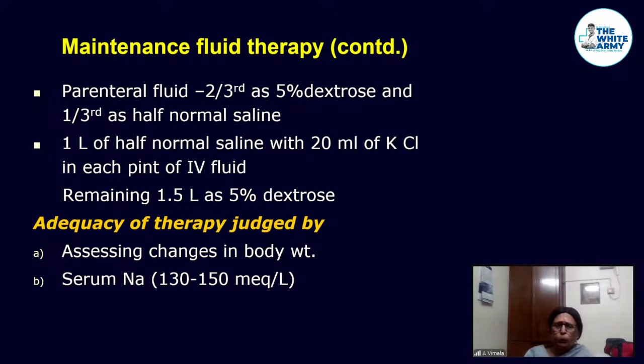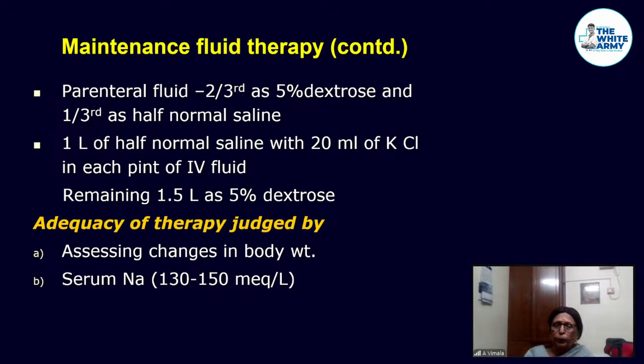So it can be given 2/3 as 5% dextrose and 1/3 as half normal saline. For maintenance, giving crystalloids, we can give 1 liter of half normal saline, to which we are adding 20 ml of potassium to correct the hypokalemia. The remaining requirement can be given as 5% dextrose. So this is how a maintenance fluid is written.